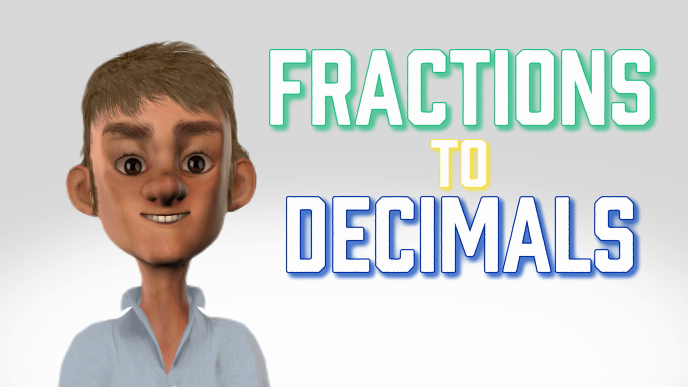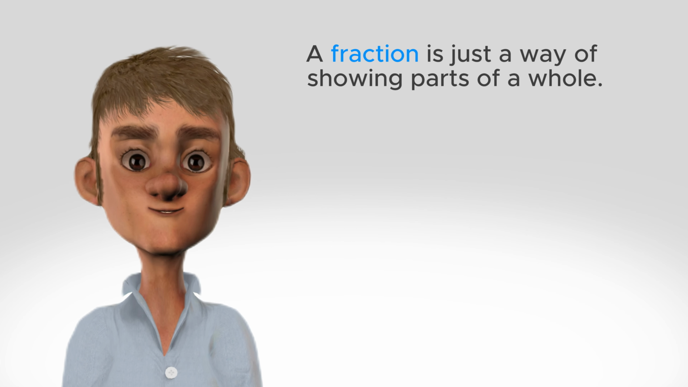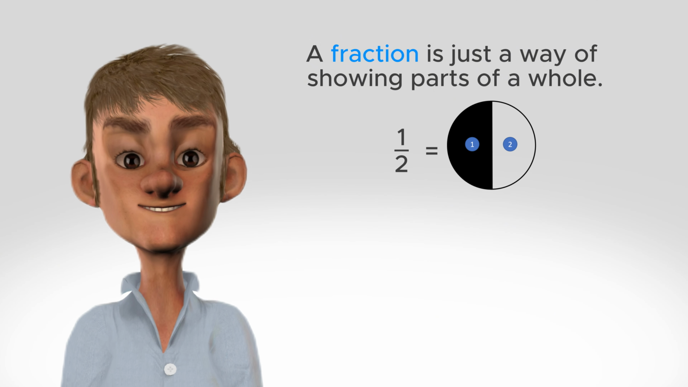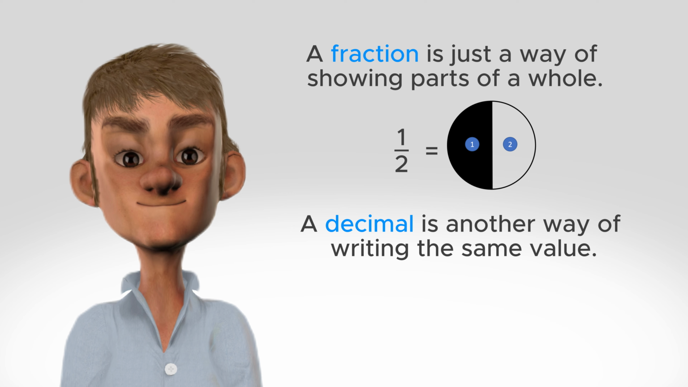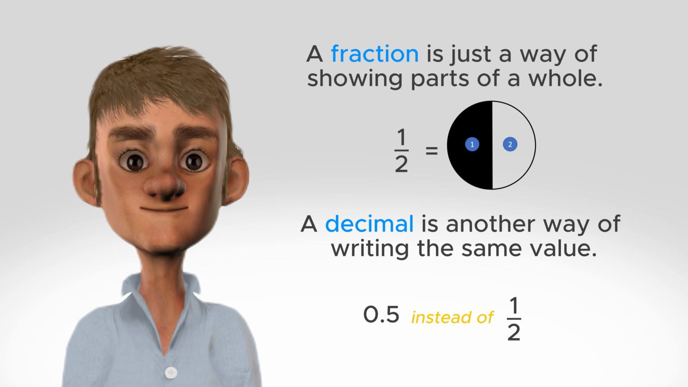First, let's quickly understand the basics. A fraction is just a way of showing parts of a whole. Example: 1/2 means 1 part out of 2. A decimal is another way of writing the same value, like 0.5 instead of 1/2. So converting fractions to decimals is just changing the format, not the value.